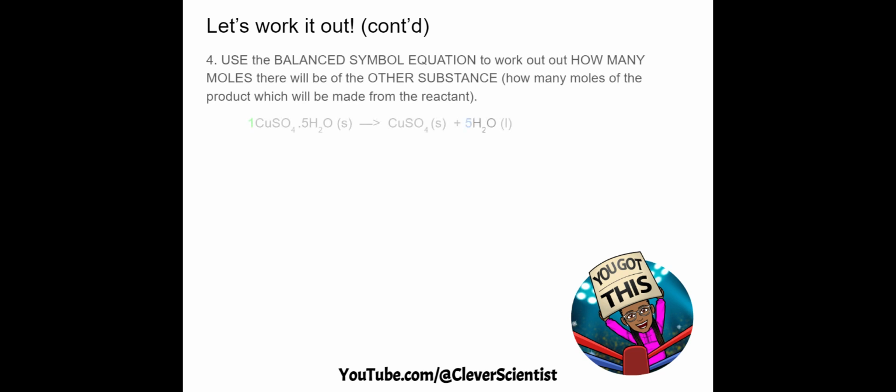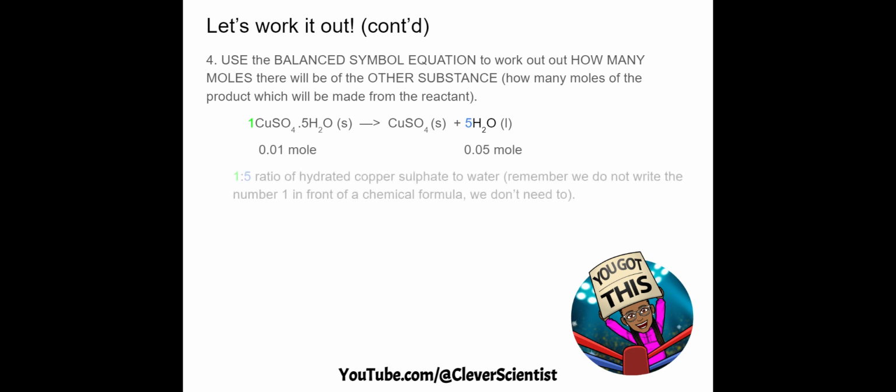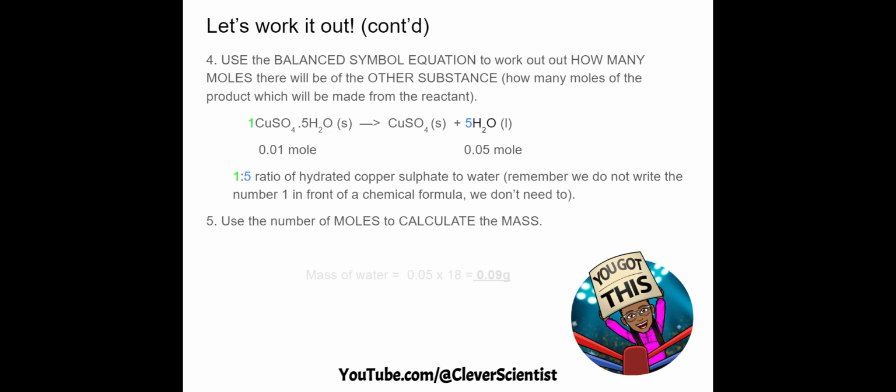So step 4, we're going to use the balanced symbol equation to work out how many moles there will be of the other substance, i.e. how many moles of the product will be made. So we can see from the balanced symbol equation that we've got a ratio of 1 to 5 of hydrated copper sulfate to water. And remember that in chemical formulas, we don't write the number 1 in front of a chemical formula. We don't need to.